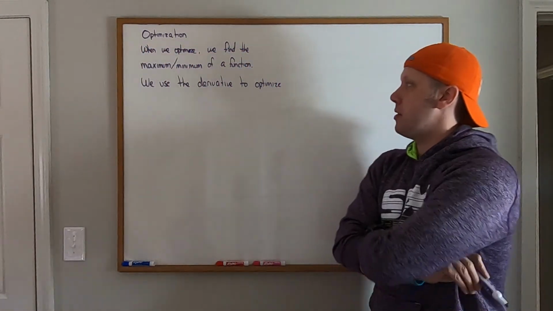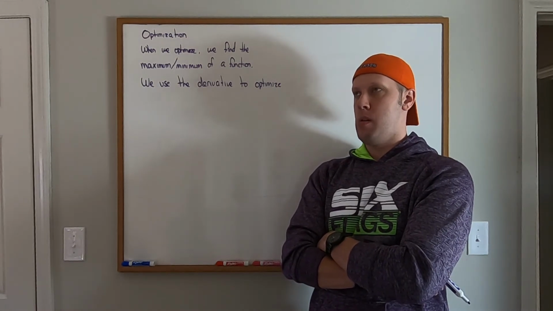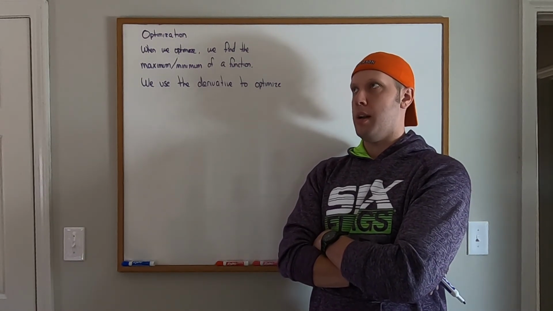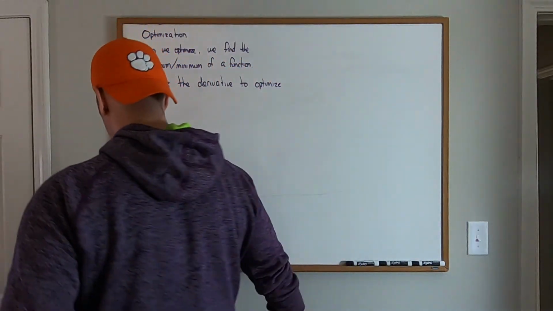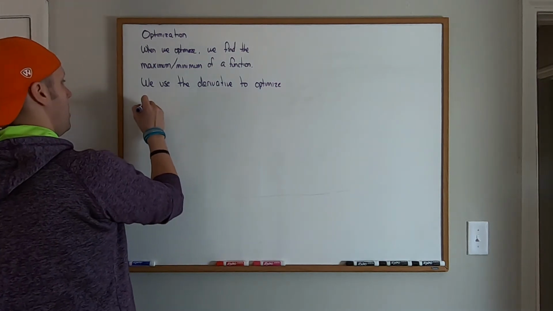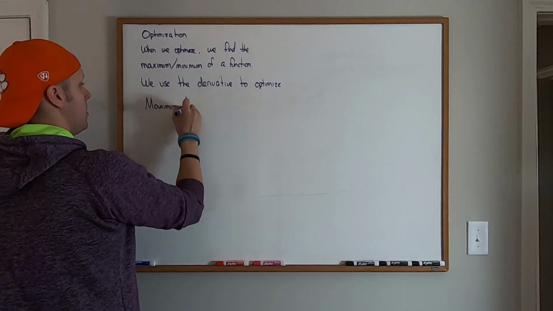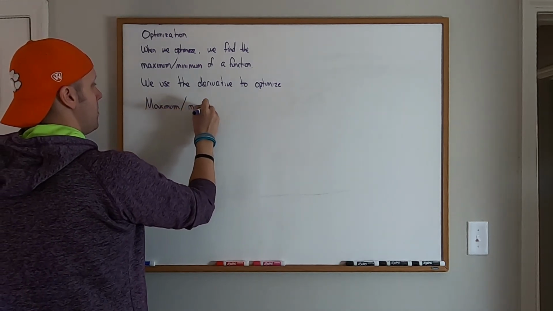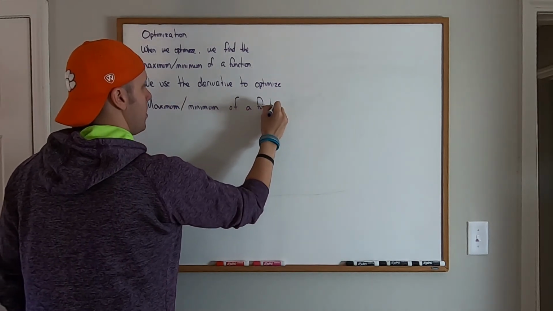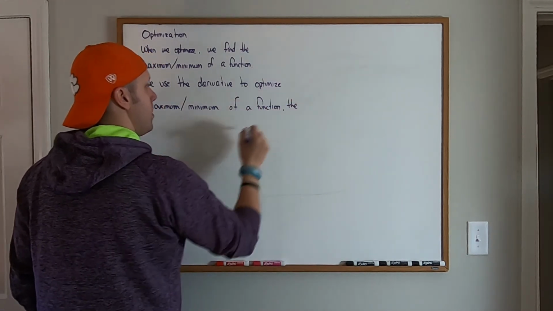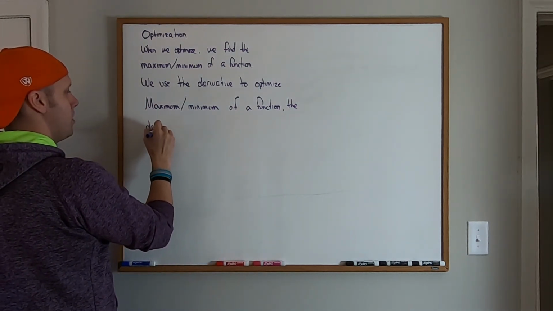Why are we going to be using a derivative to optimize a function? Well, let's think about what happens at an optimal value of the function. Right, the maximum or the minimum of a function, the derivative is 0.